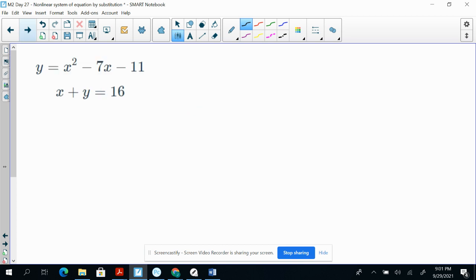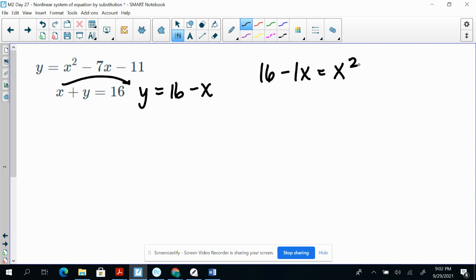All right, so example number 2. I'm going to again get this into y equals form because, as I said yesterday, that's my favorite. It's the easiest because then I can graph them if I want to double check them and all the things pan out for me. So I'm going to move my x over. So y equals 16 minus x. So the bottom is now going to be set equal to the top. So 16, and I'll put minus 1x, that way I don't lose it, equals x squared minus 7x minus 11.